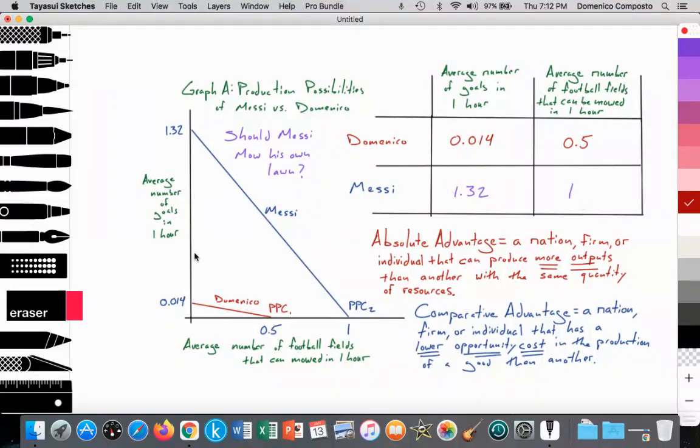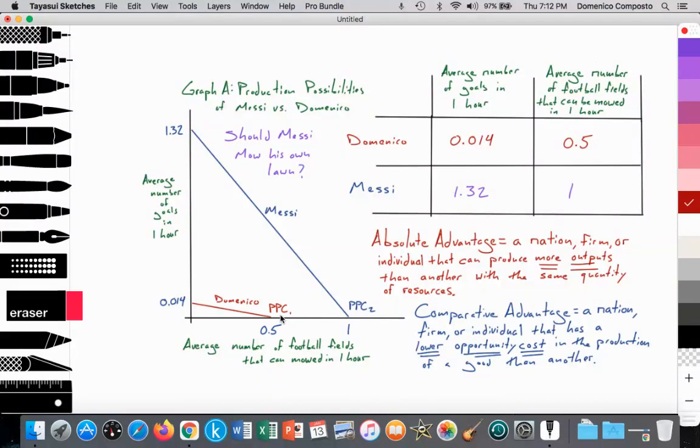I can also illustrate that using the production possibilities curve. So on the y-axis, it's going to be the average number of goals in 1 hour. And here we can see that Messi is at 1.32. And for myself, it's all the way down here at 0.014. All right, it's not to scale, but let's just go with this. And on the x-axis, the average number of football fields that can be mowed in 1 hour. And we can see with Lionel Messi, he can do 1 football field, whereas I can only do half of a football field.